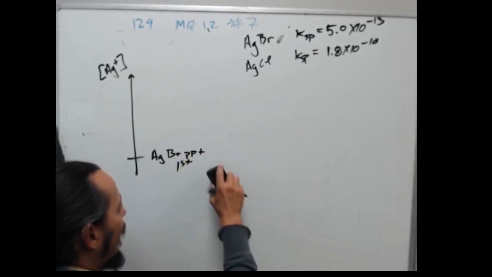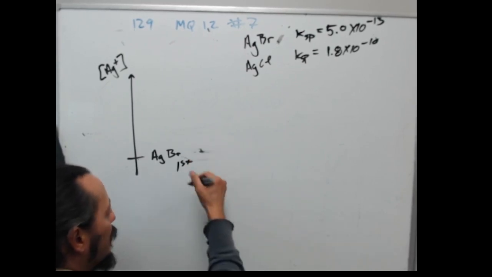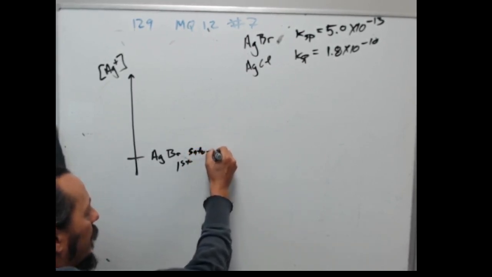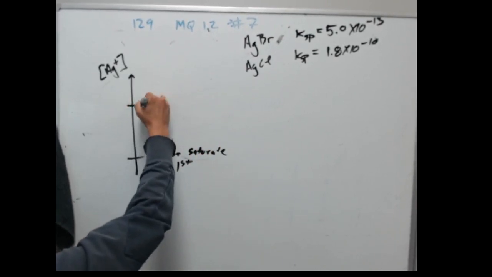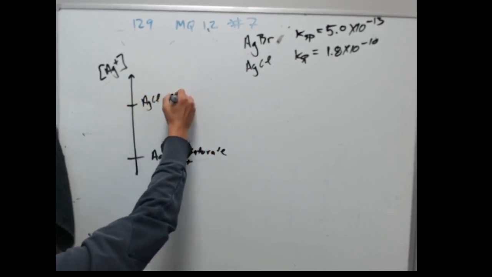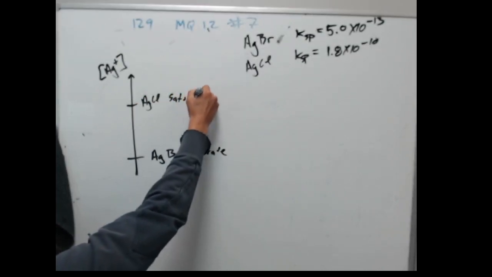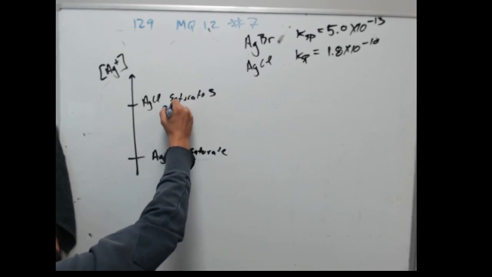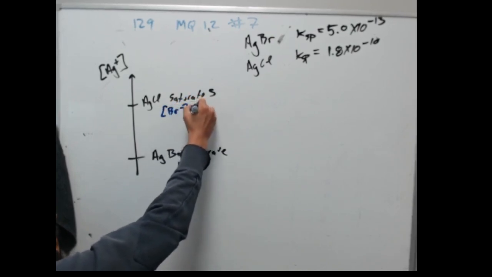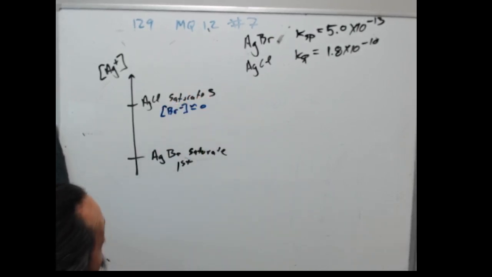And technically, this is not the precipitation. This is where it saturates. And then up here, this is going to be where AgCl saturates. Now, it's not asking anything about this first point. It's just asking about the second point. And this is where the concentration of Br minus should be approximately 0, but it's not actually 0. So I'm going to skip doing that first.